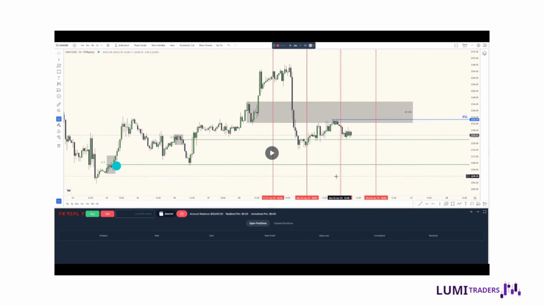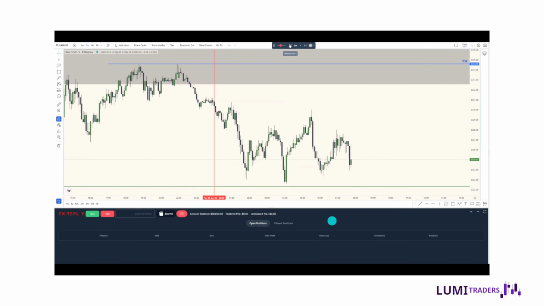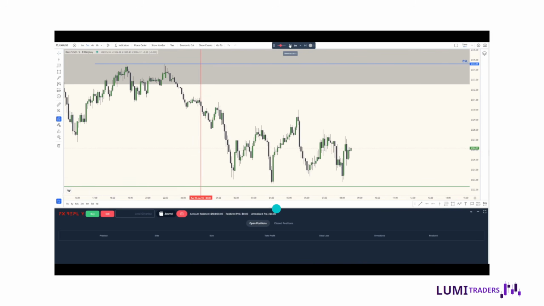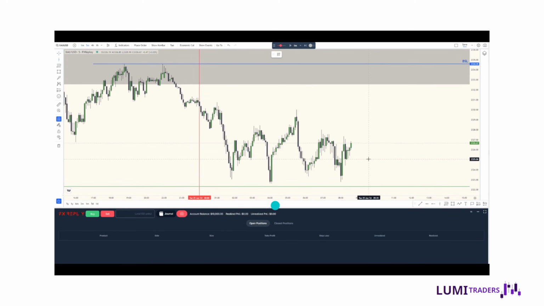Here I can see another level that can be taken as well. Let's see if I can use this as my target, if it's going to work. Okay, let's wait for the right time.